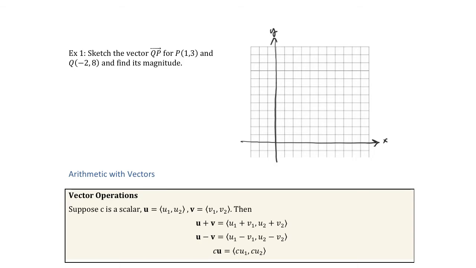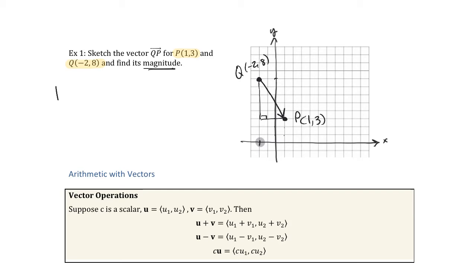All right, I'm given 2 points. I'm given P is at 1, 3 and Q is at -2, 8. So I'm going to go ahead and draw those. Now the vector that goes between those two, that starts at Q and ends at P, has a length and it has a direction. And we're being asked to find its magnitude, so that means find its length. Just use our Pythagorean theorem there.